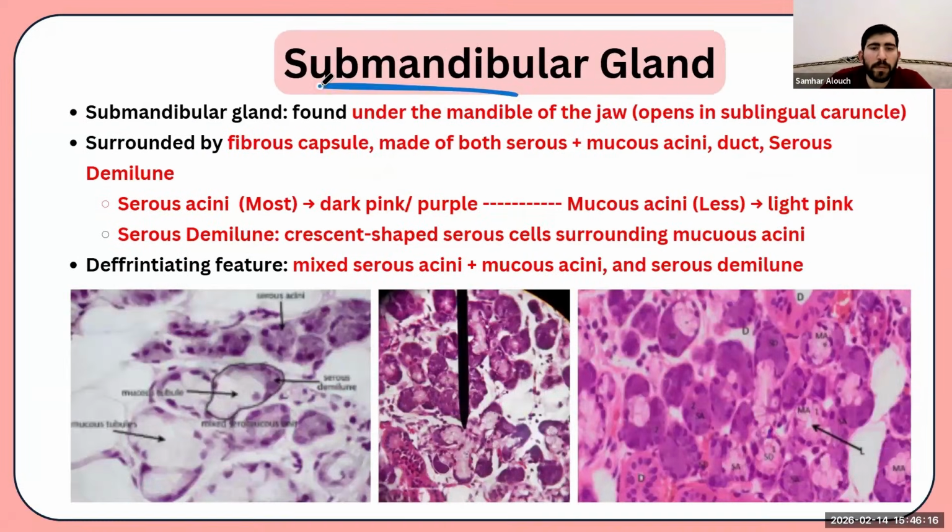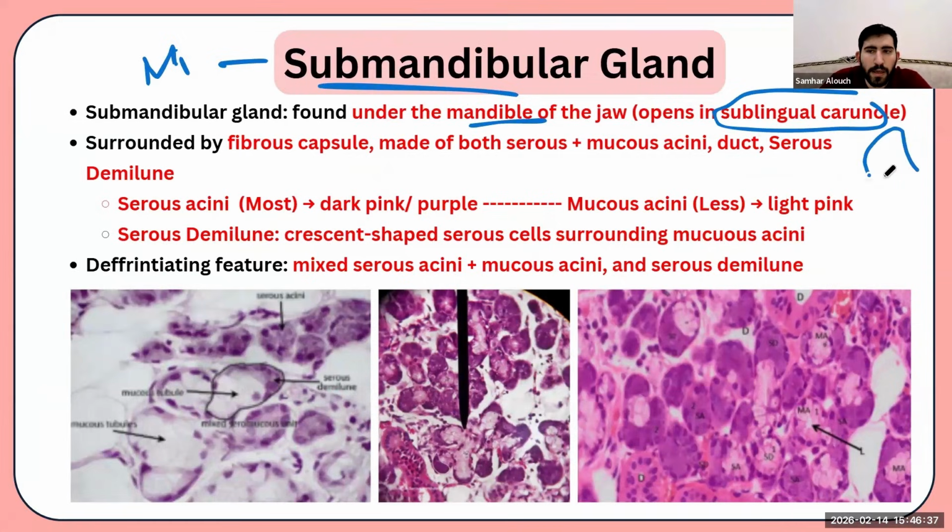Now we will go to the submandibular gland. What do we say about the submandibular gland? It is mixed, so it has serous and it has mucus. The submandibular gland is under the mandible of the jaw, and as we said previously, it opens into the sublingual caruncle. I'm really emphasizing this because it was a question. It will point out the sublingual caruncle.